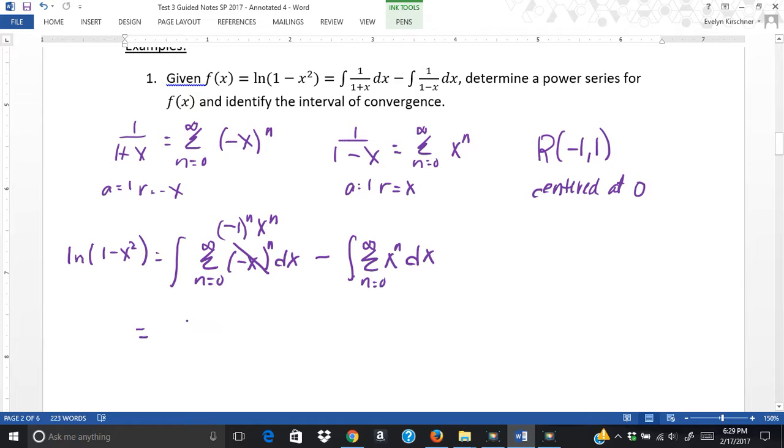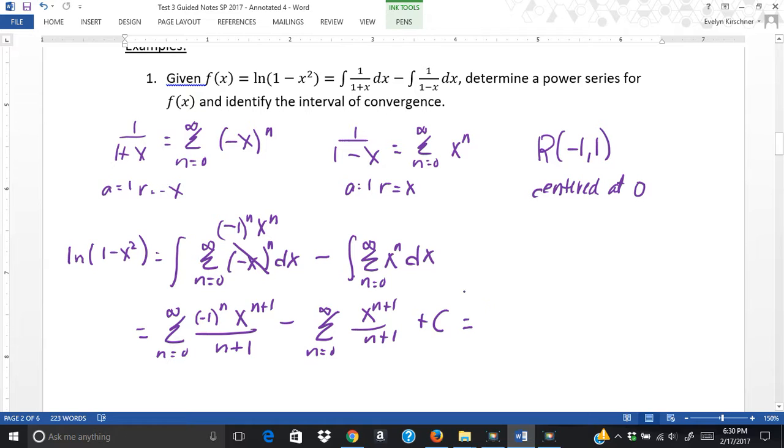So when I integrate it, I get the sum n equals 0 to infinity of negative 1 to the n, x to the n plus 1 over n plus 1, minus the sum n equals 0 to infinity of x to the n plus 1 over n plus 1, plus c. And I can combine them because they have the same terms, so it's the same as the sum n equals 0 to infinity of negative 1 to the n minus 1, x to the n plus 1 over n plus 1, all plus c.